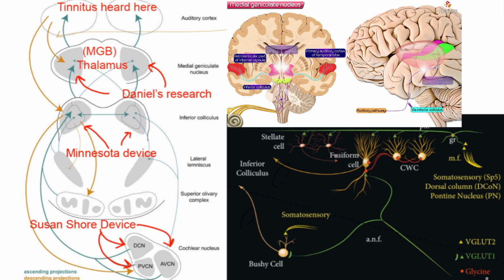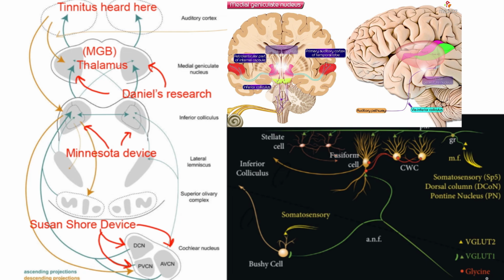Now let's take a look at a more complex scenario. So if the DCN fusiform cells are hyperactive in specific frequency bands, so let's say around 4 kilohertz, that signal ascends towards the medial geniculate body.